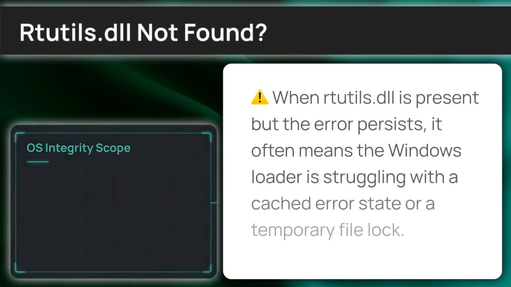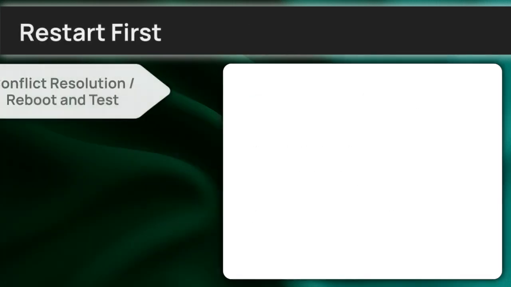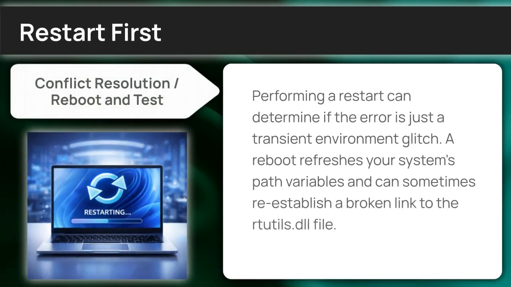If a standard reinstallation doesn't restore the library, we need to verify if the system environment is properly recognizing the new components. A quick reboot can determine if the error is transient. While it won't fix a deleted file, it can re-establish the connection between your software and the Rtutils library file if the path was temporarily busy.